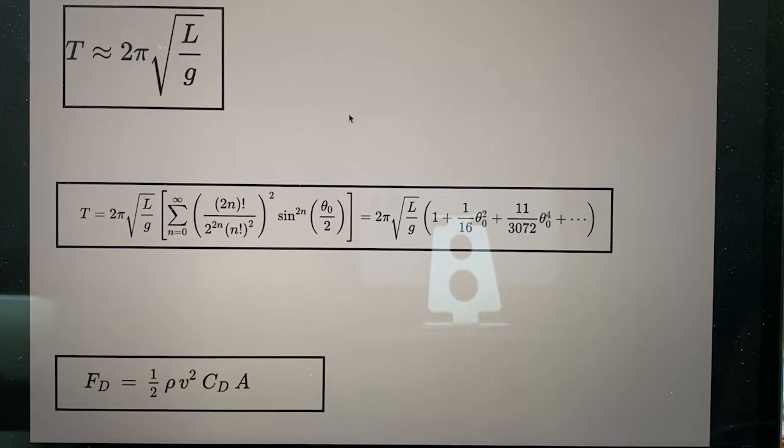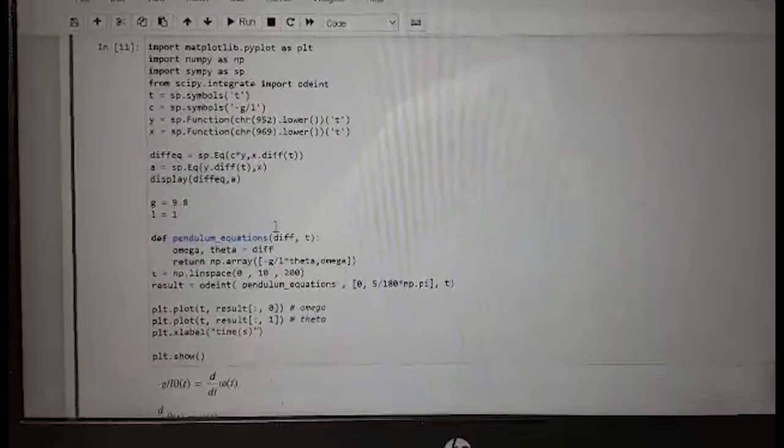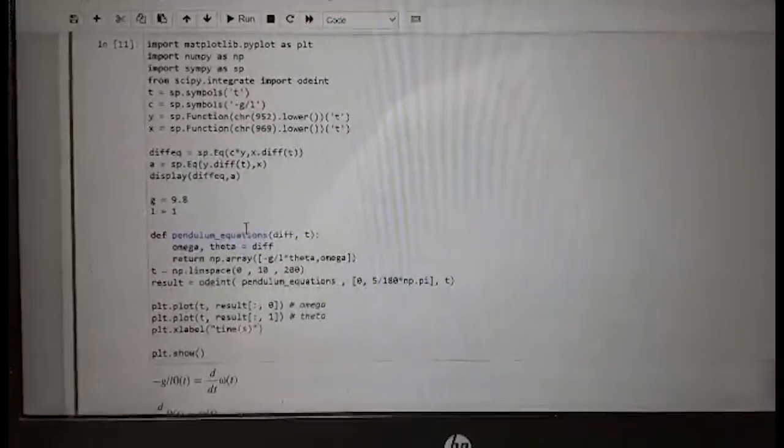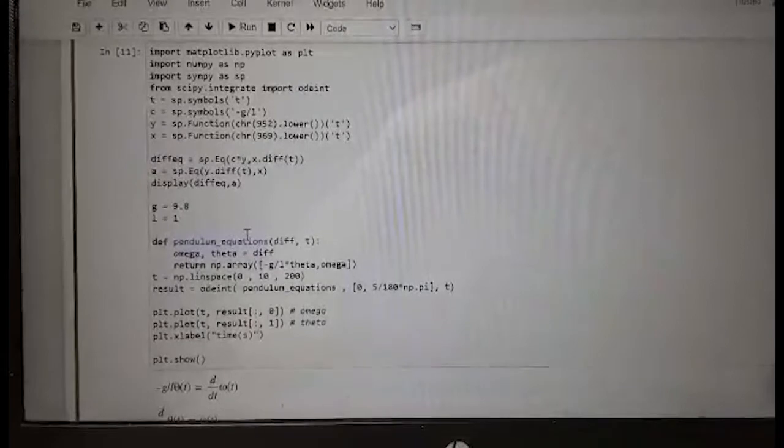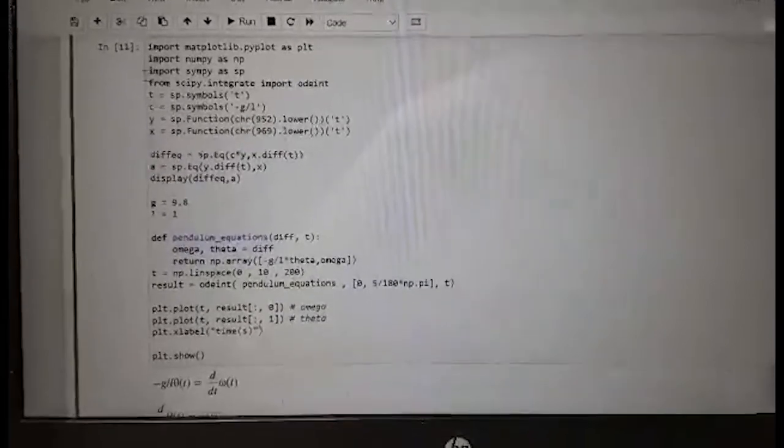However, in real situations, there is friction and air resistance, which is related to the air density and the velocity of the object, like the third formula. The first part of the code represents the function of the simple pendulum equation from here to here.